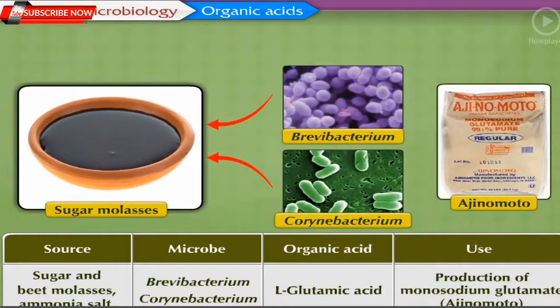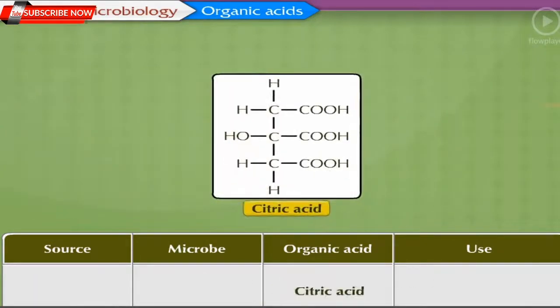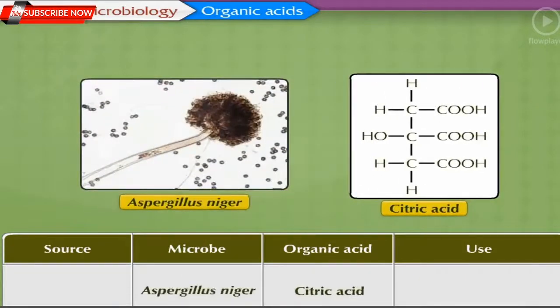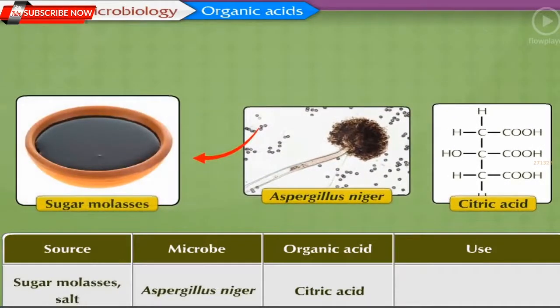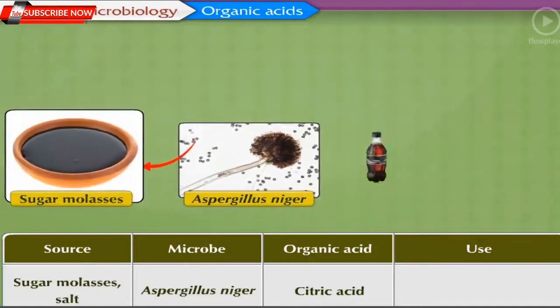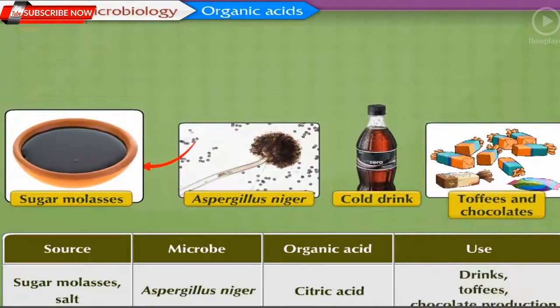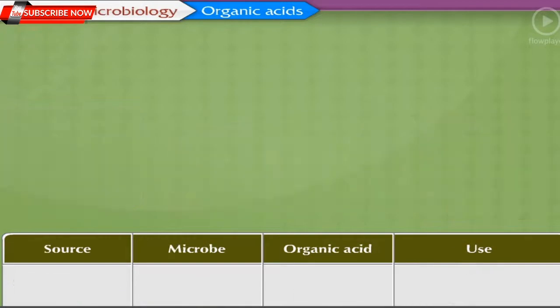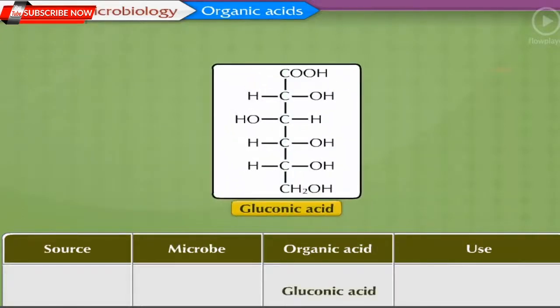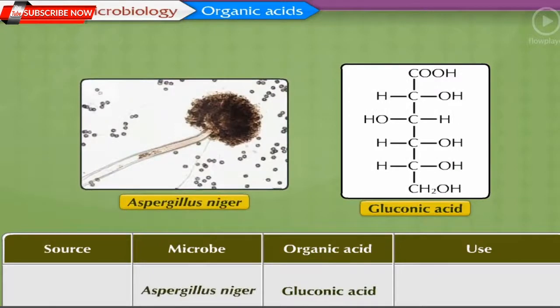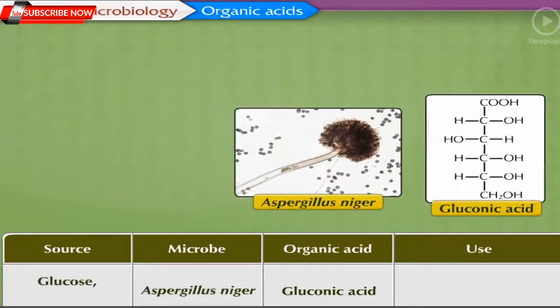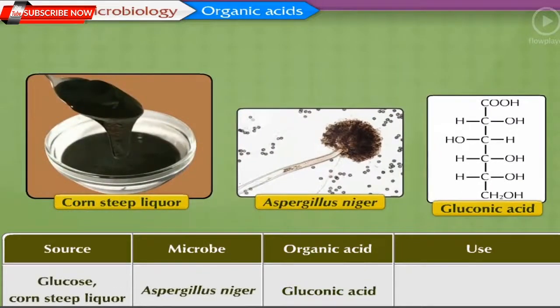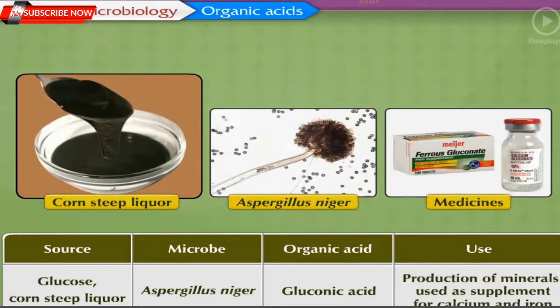In the same way, by fermentation process, citric acid is produced by Aspergillus niger, and the source here is sugar, molasses and salt. This organic acid is widely used in drinks, toffees and chocolates. Organic acid like gluconic acid is also produced by microbial activity of Aspergillus niger. The substrate used here is glucose and corn steep liquor. This acid is used in production of minerals which are used as a supplement for calcium and iron.